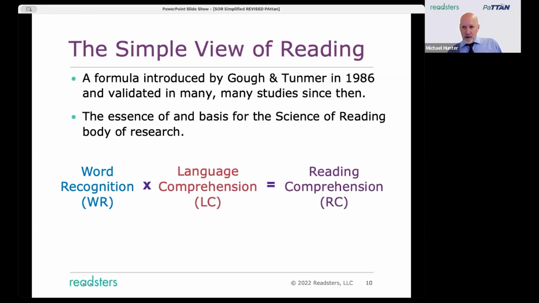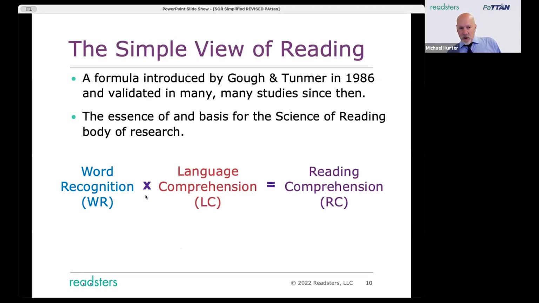So they actually took the complex thing called reading and turned it into a simple mathematical formula, hence the simple view. Now, we all know reading is not simple. It's very complex. The set of skills and processes is vast and very intricate, but they boiled it down to this formula, and then they tested it. And what they found was that most of the time, if you knew a student's word recognition score and you took that times their language comprehension score, you could pretty well predict their reading comprehension score.